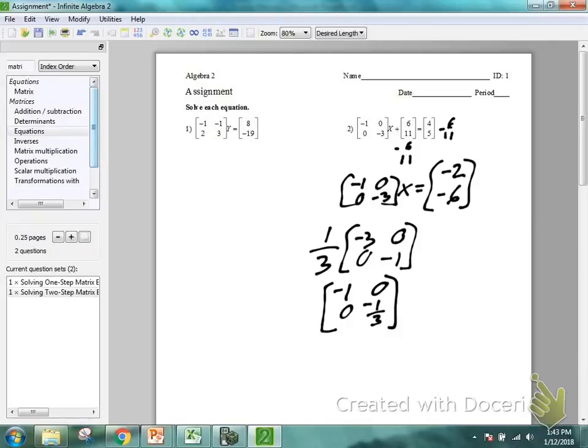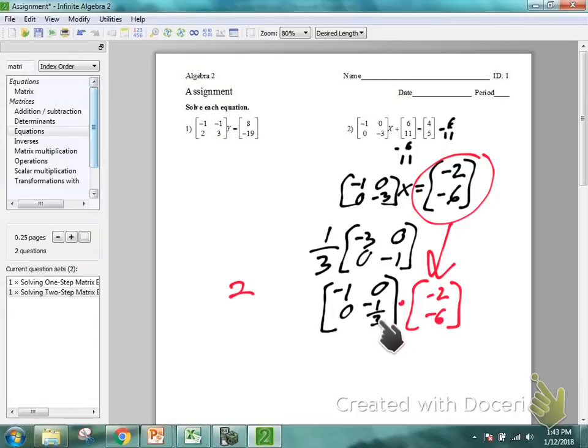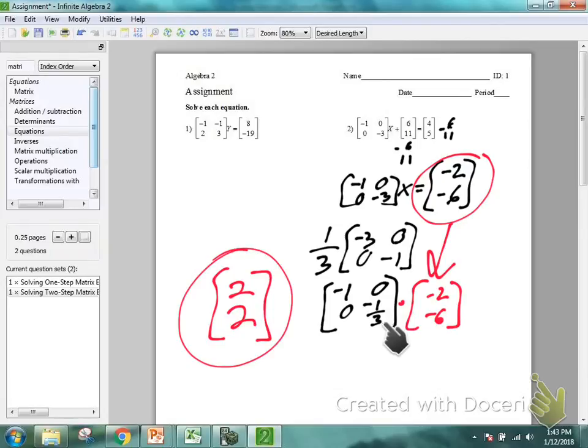There you go. So now bring this guy down and multiply them. So negative 1 times negative 2 gives you 2. 0 times negative 6 gives you 0. So 2 plus 0 gives you 2. All right. 0 times negative 2 gives you 0. Negative 1/3 times negative 6 gives you 2.